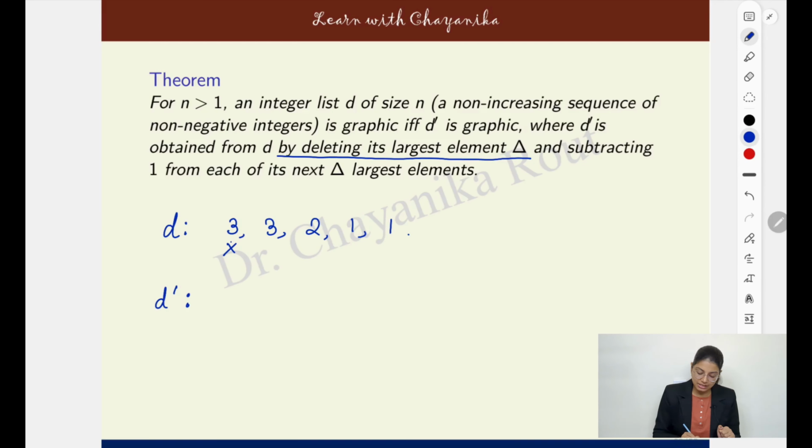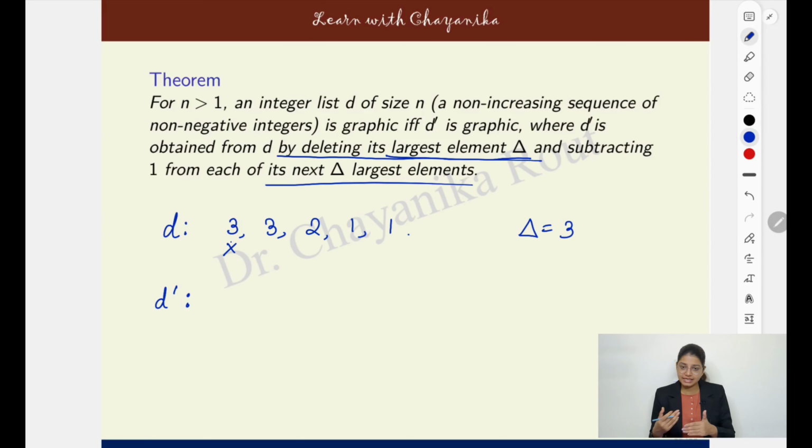So by deleting the largest element, that is 3, and subtracting 1 from each of its next delta largest elements. So this delta is important. What value are you deleting? So here capital delta is 3, that is the largest element, capital delta. So you are deleting delta, that is you are deleting 3, and you have to subtract 1 from each of its next delta largest elements. That is, in this case we have to subtract 1 from each of its next 3 largest elements.